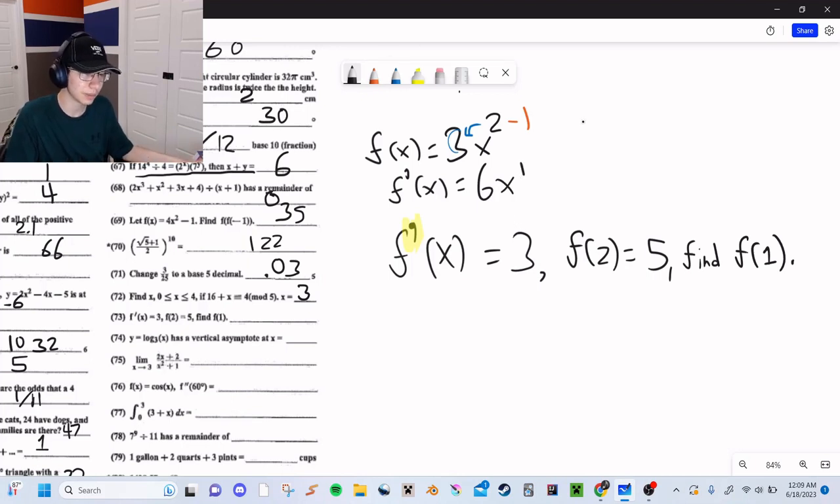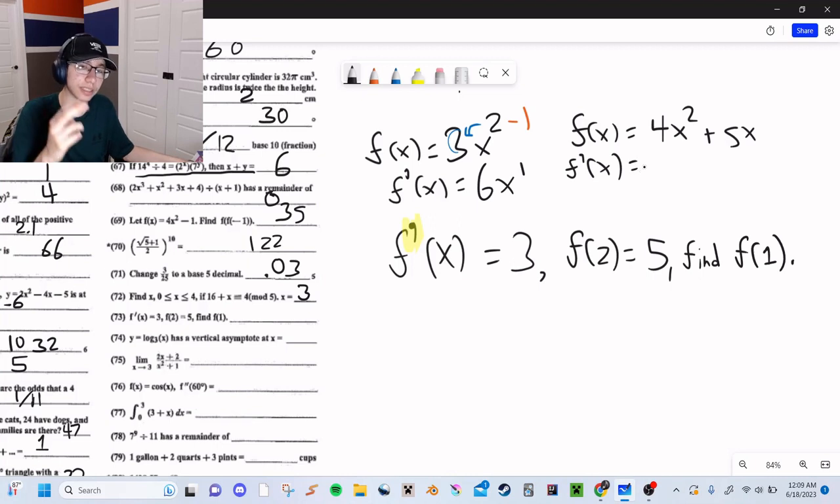Let's practice a little bit. Show you what I mean. Let's say I had 4x squared plus 5x, and I want to find f prime of x. So let's drop that exponent down for each of these terms. So this would turn to an 8, because 4 times 2. This is 5x, just 5x to the first. 5 times 1 is still 5.